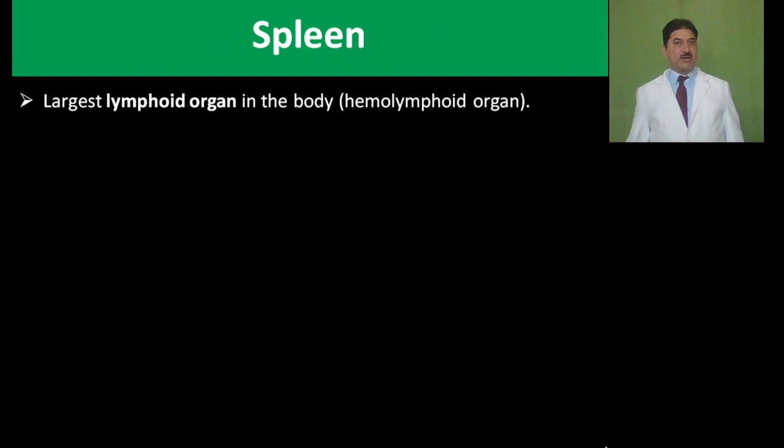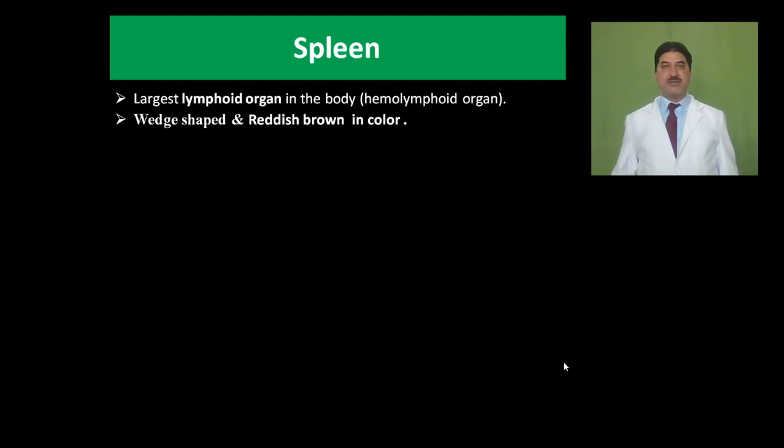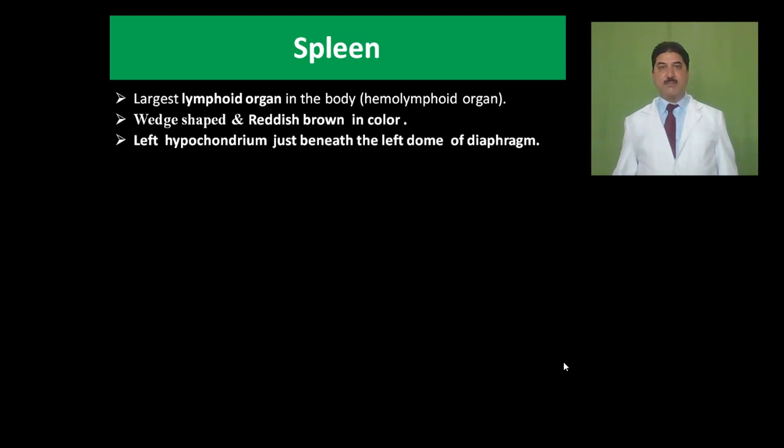Spleen is the largest lymphoid organ of our body. Rather, it is a hemolymphoid organ. It is wedge-shaped and reddish-brown in color. It lies in the left hypochondrium, just beneath the left dome of diaphragm. The functions of spleen change with age. In fetus, it performs the function of hematopoiesis.